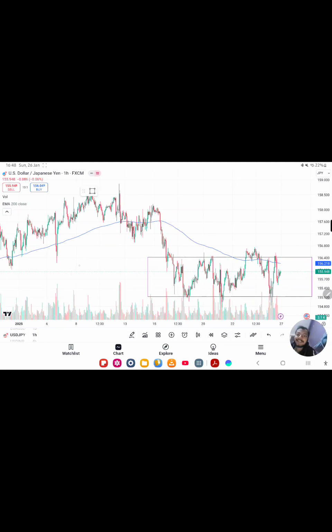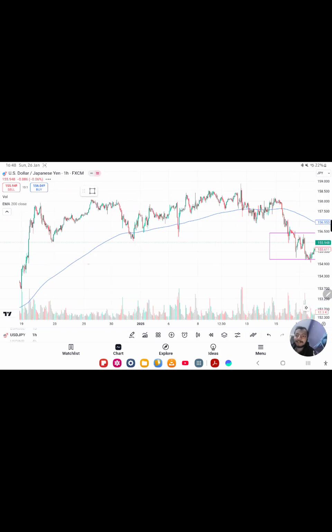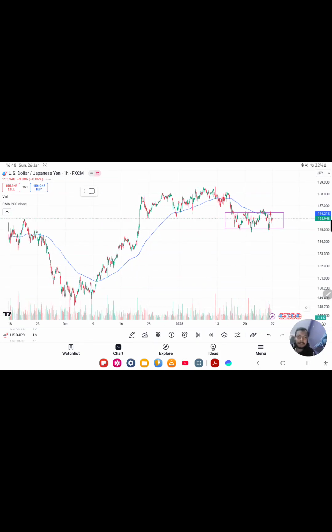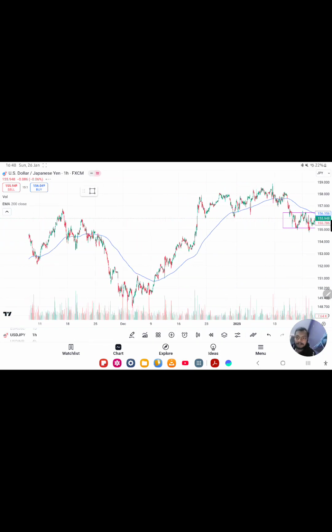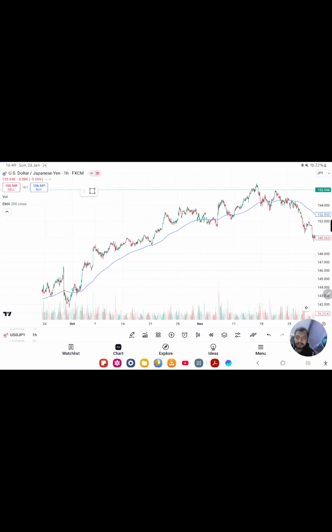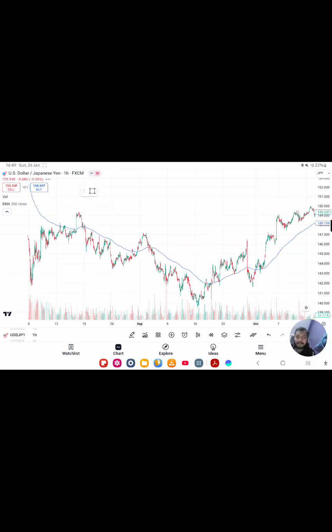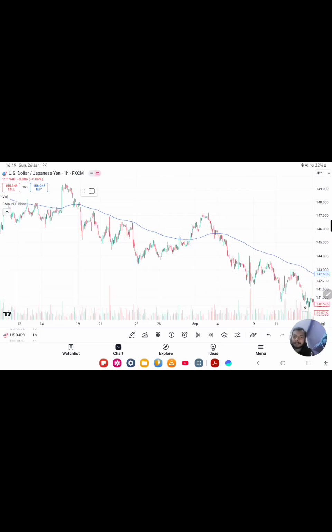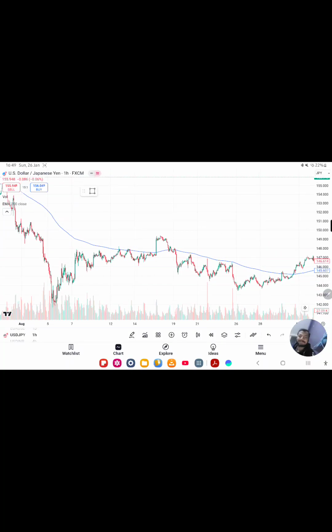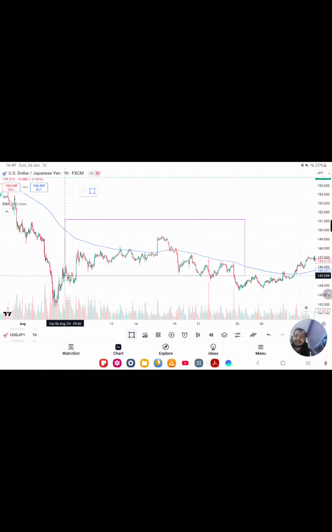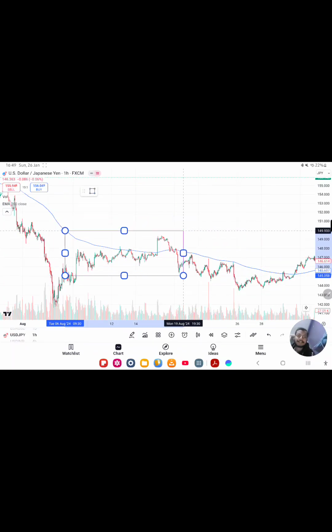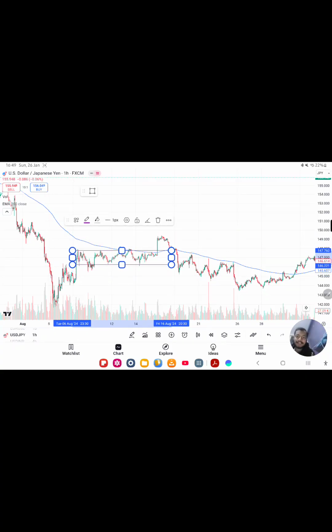Let's find some other fair value areas. These are the diagonal fair value areas. Yep, here I can see some. Okay, this one is another fair value area.